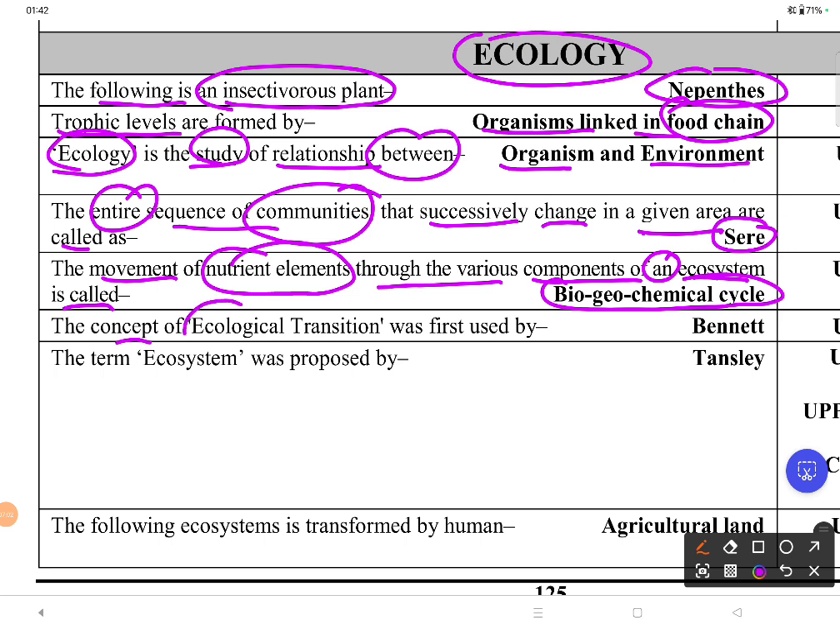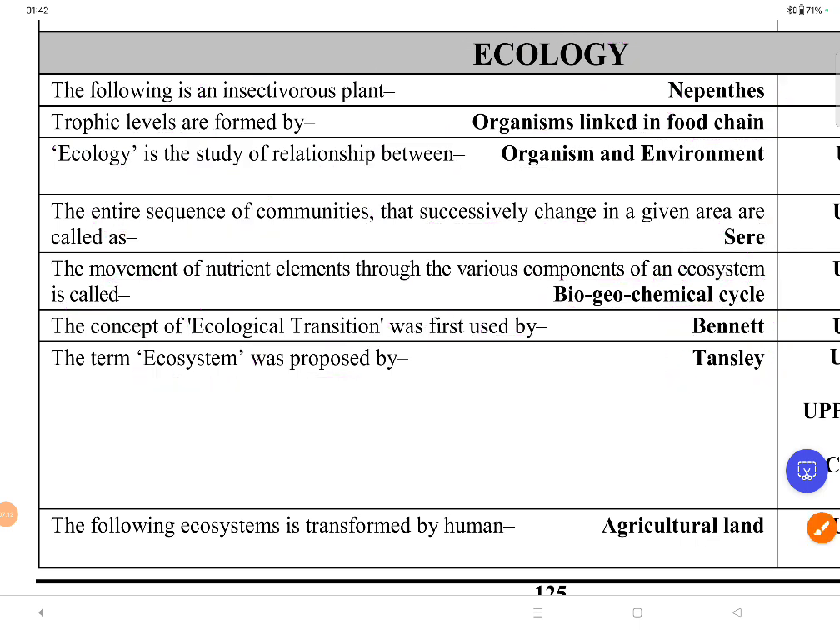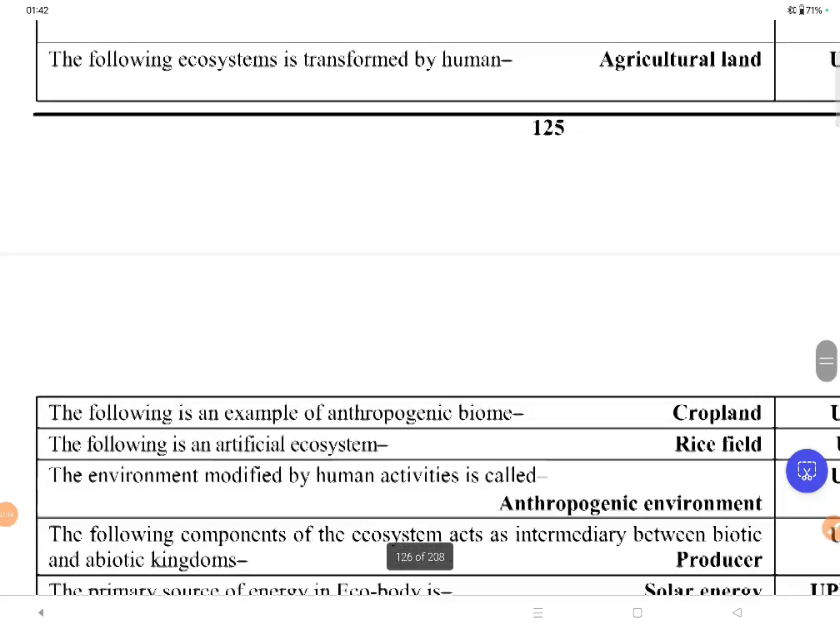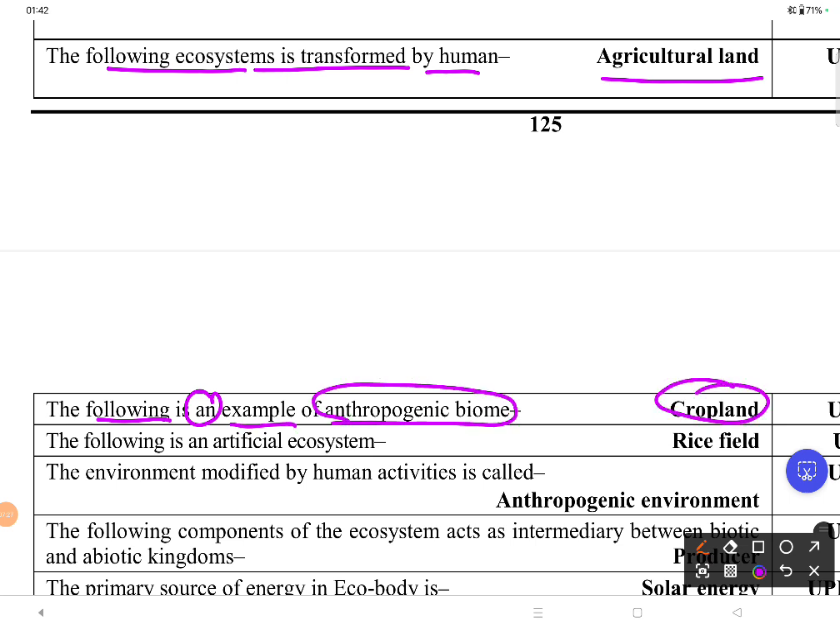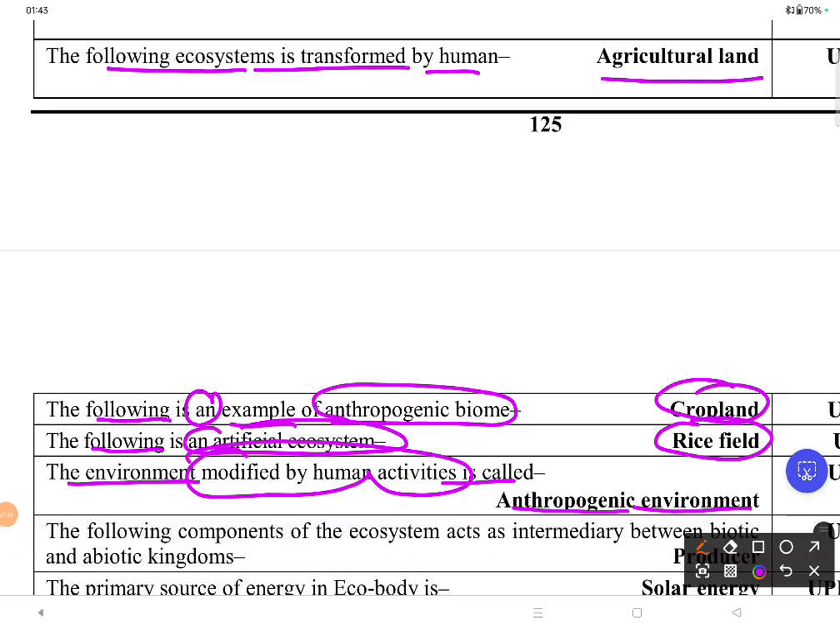The concept of ecological succession was first used by Bennett. The term ecosystem was proposed by Tansley. The following ecosystem is transformed by humans: agricultural land. The following is an example of an anthropogenic biome: cropland. The following is an artificial ecosystem: rice field. The environment modified by human activities is called the anthropogenic environment.